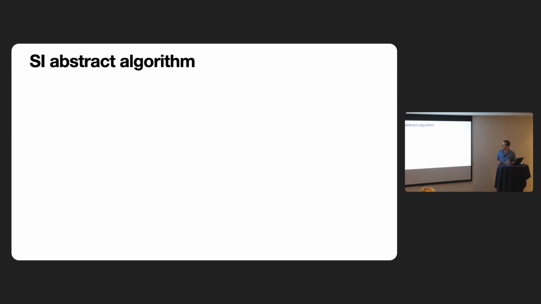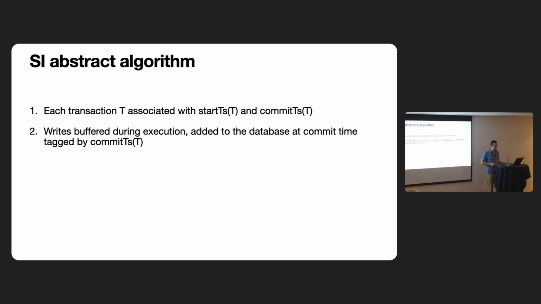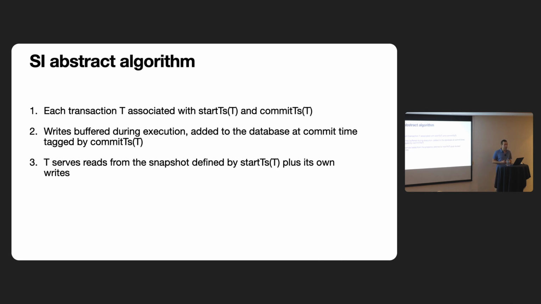To recap, the snapshot isolation abstract algorithm I presented to you in a bunch of slides can really be summarized using bullet points. Each transaction is associated with start and commit timestamps. Writes are buffered during execution. They are not applied to the database immediately, and are only added to the database at commit time. You use the commit timestamp to tag them and disambiguate different versions. Then there was a rule for reads: each transaction reads from a snapshot defined by the start timestamp plus its own writes.